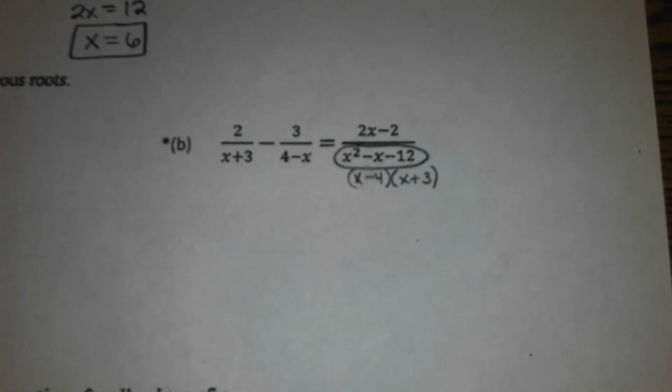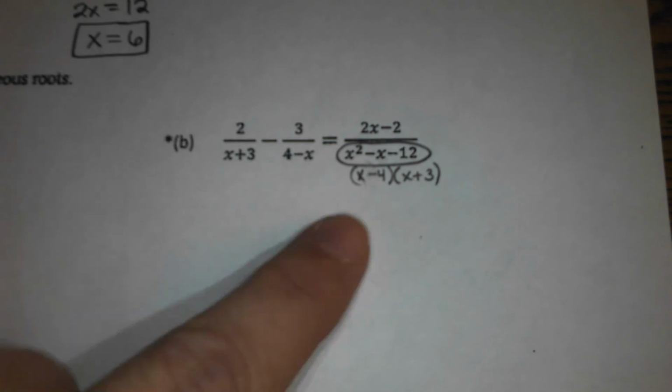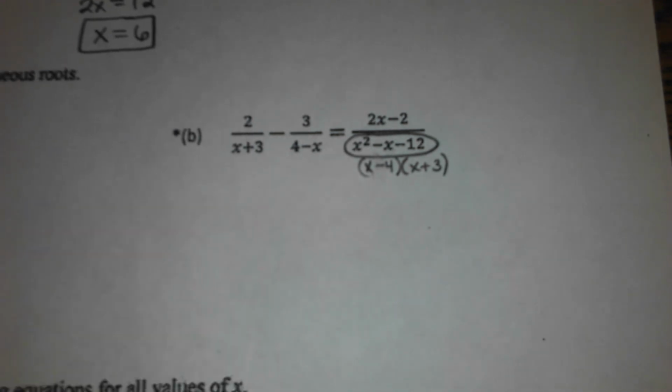Now, what do you notice happened? What could you guess that asterisk was about? Right. One of those is an x minus 4, and one of those is a 4 minus x. Not exactly the same, right? But easy enough to make them the same.